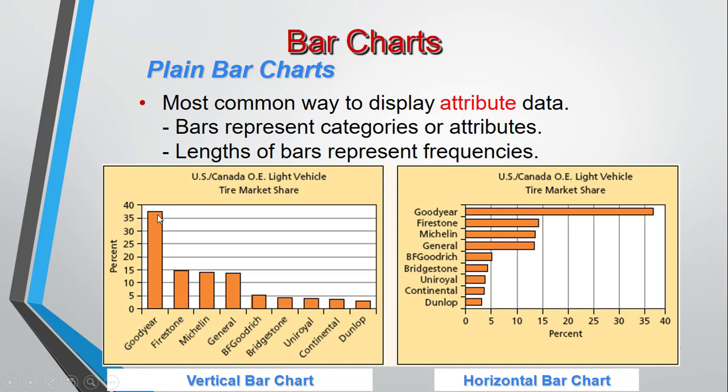Goodyear obviously has the highest market share, and then the rest. You can do it this way, vertical or horizontal, whatever you prefer. Which one do you like better? Personally, I like the one on the right better. It seems easier to read. It can show the relative frequency and market share better this way.